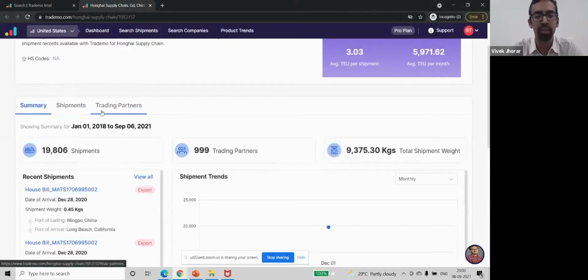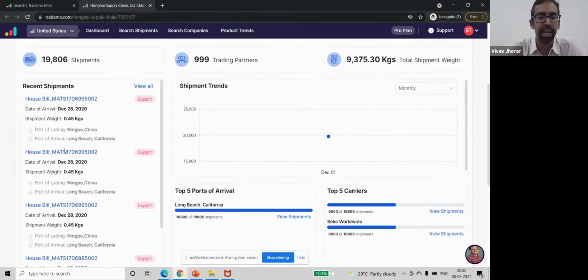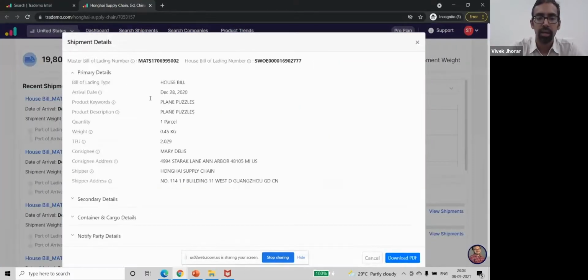How do you reach out to the relevant contact in this company, which is in China, and you are based out of Florida? So you look at the house bill of some of these shipments, and you will see that some of these details would be mentioned about the entire shipment. So which means that which was the consignee, which was the shipper, plus what all was included in this.